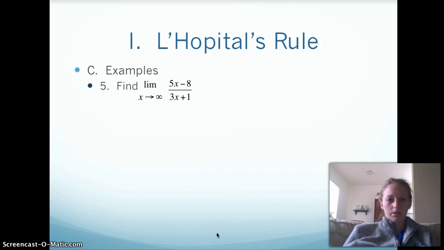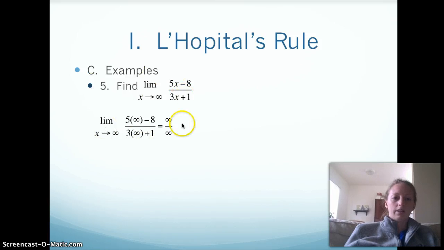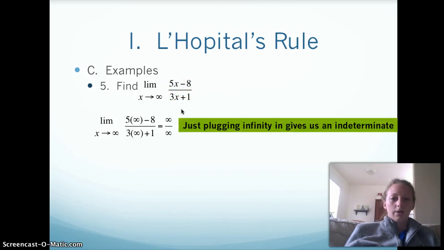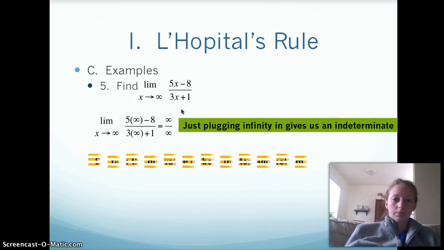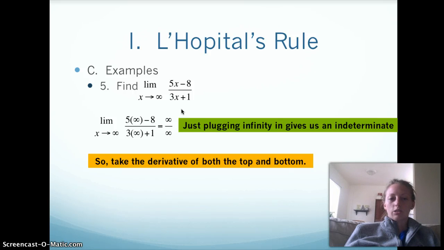Okay, one more example. As x approaches infinity, we have 5x minus 8 over 3x plus 1. So this is actually something we already know how to do. When I plug in infinity, I get infinity over infinity, because remember, this 8 and this 1 are really not important, which is an indeterminate. However, I can take the derivative of both the top and the bottom, which would leave me with 5 over 3, so the limit is 5 over 3.